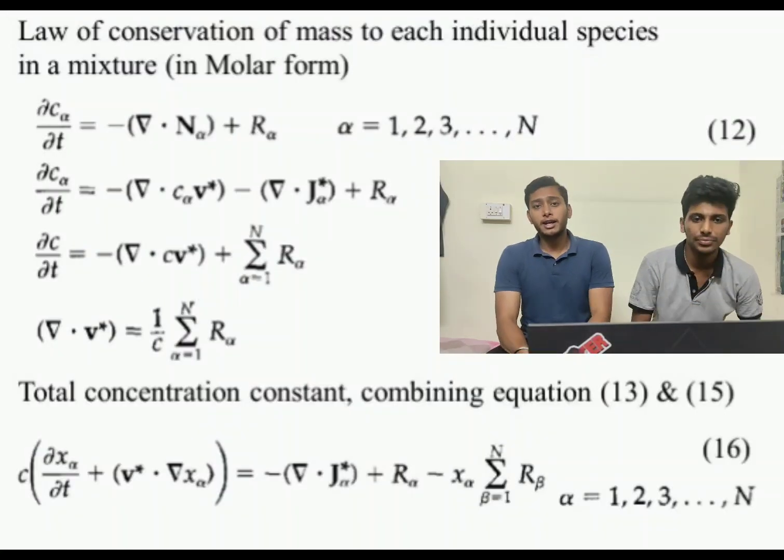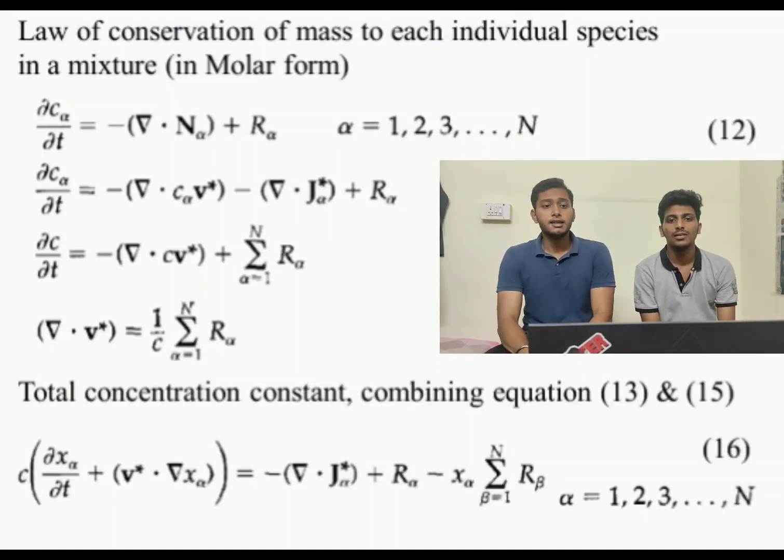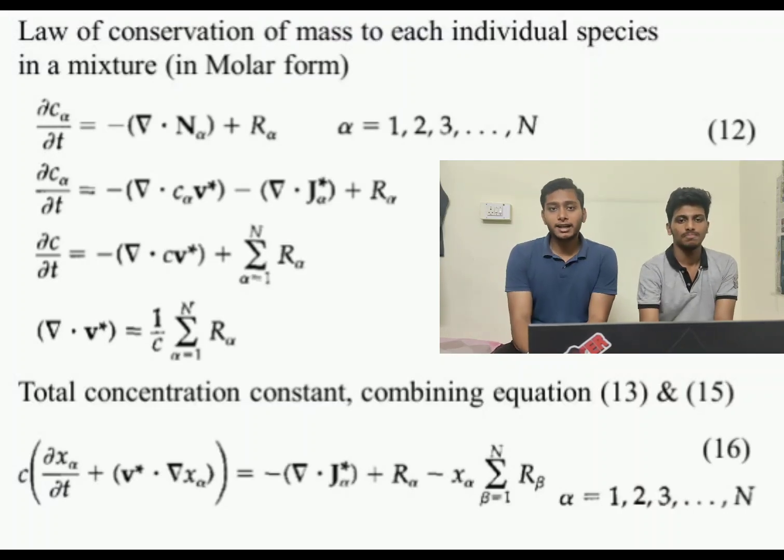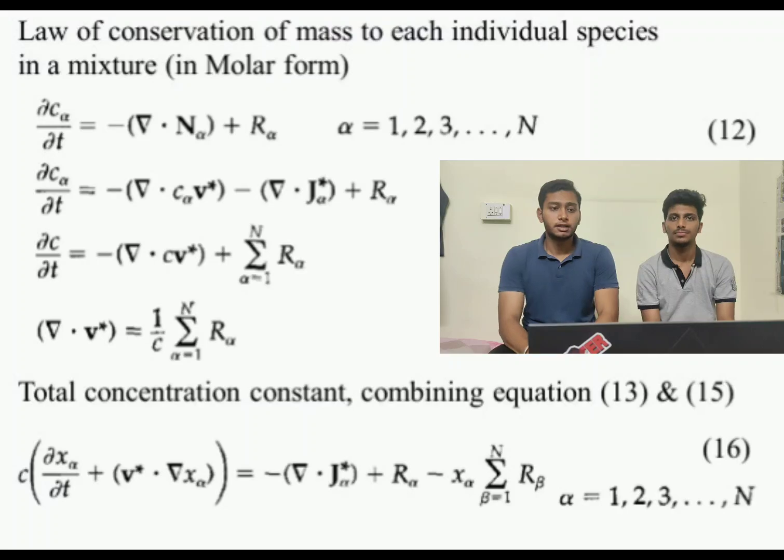Okay. Now we look at the final equation, which is C times dou x alpha by dou t plus V star dot del x alpha equals minus del dot J alpha star plus R alpha minus x alpha into the summation of beta from 1 to n of R beta. Now we look at the meaning and significance of every term.